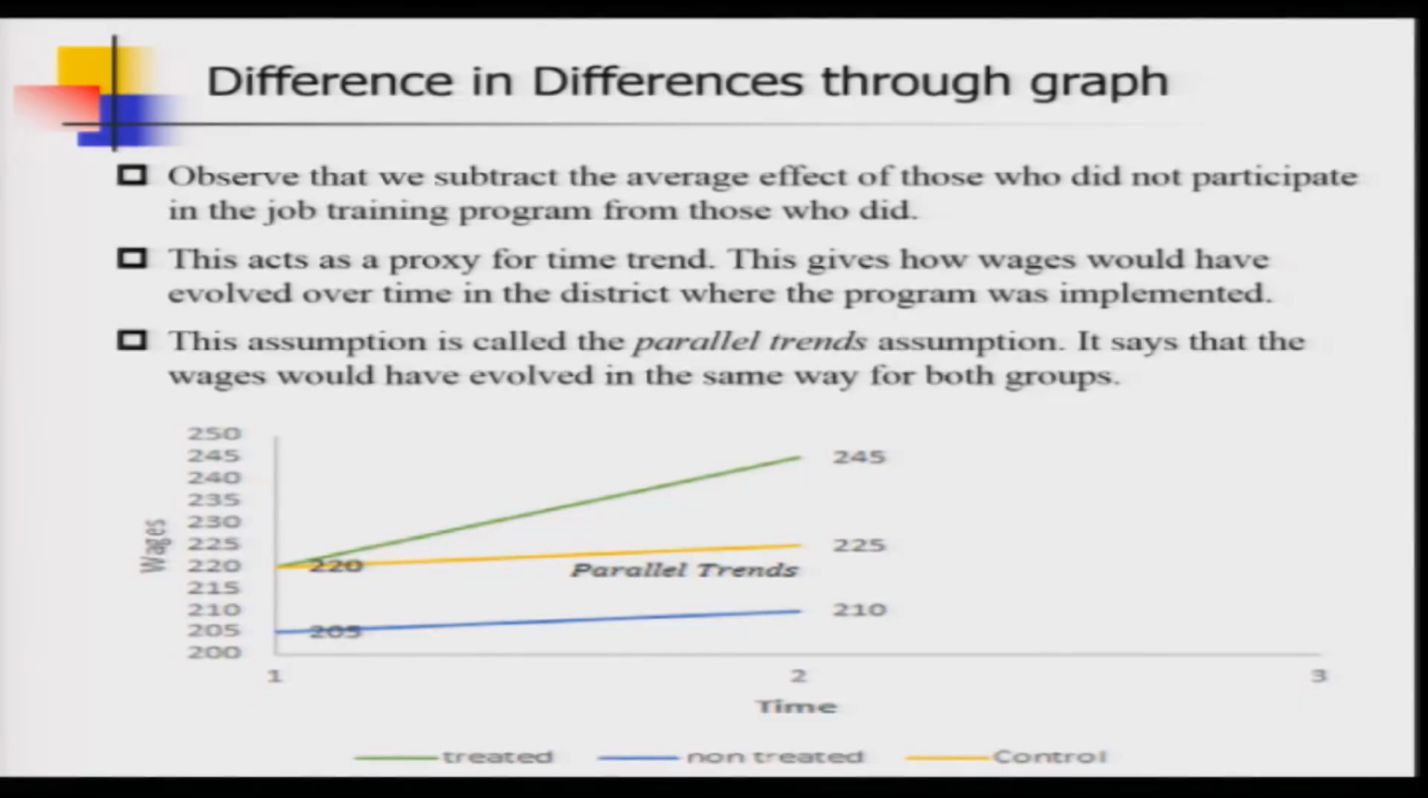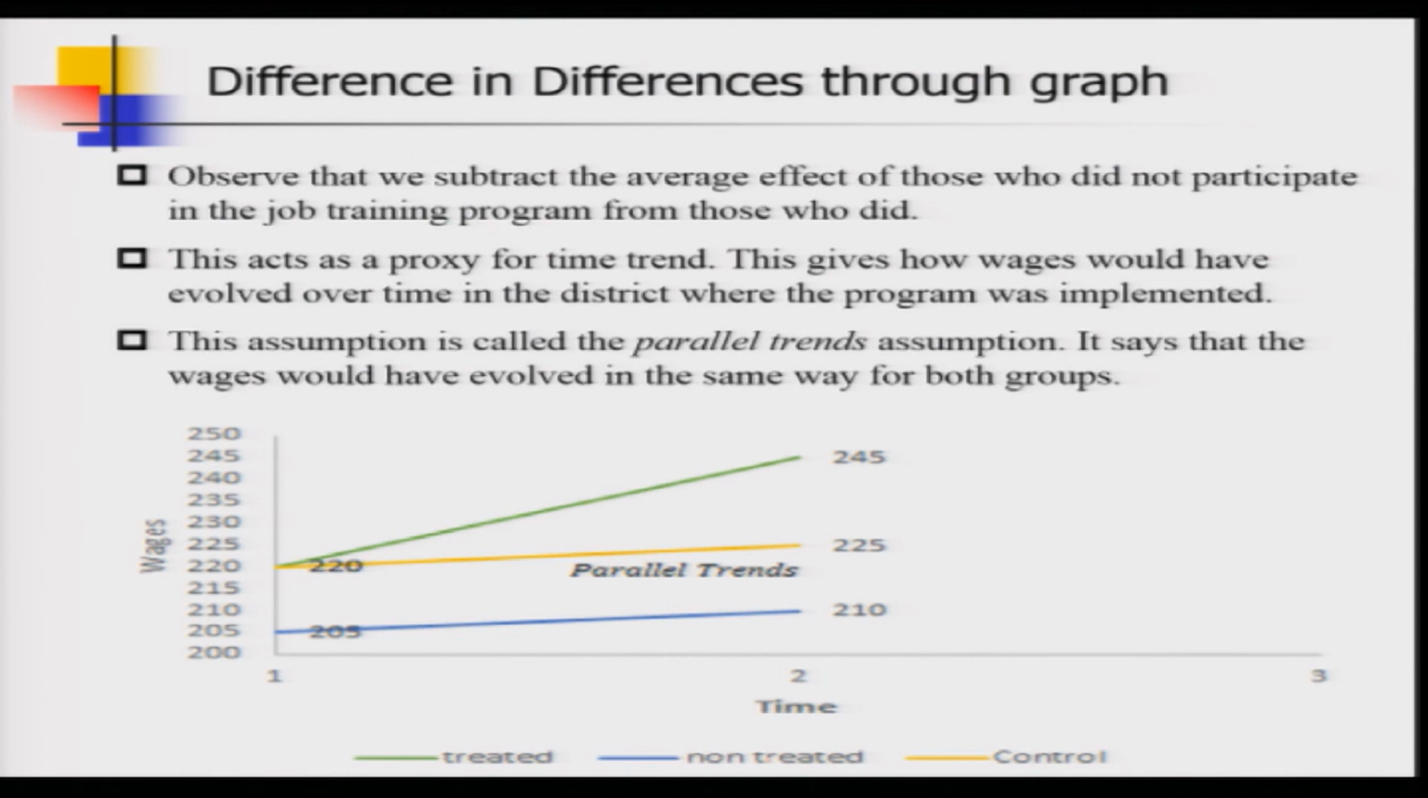So, now if you look at this graph again, we see that we adjust this counterfactual, and we say that well in the absence of the training program, those who participated in the training program could have anyway experienced 5 rupees increase in the salary, and their salary could have gone up to 225, because they started with an initial salary of 220. So, the gap between 245 and 225, that is basically 20, that is actually the average treatment effect or the impact of the program. Okay.